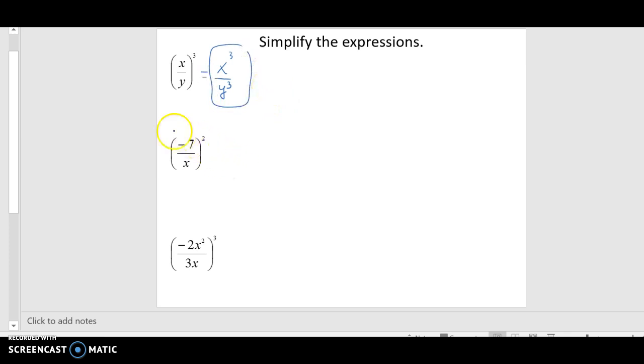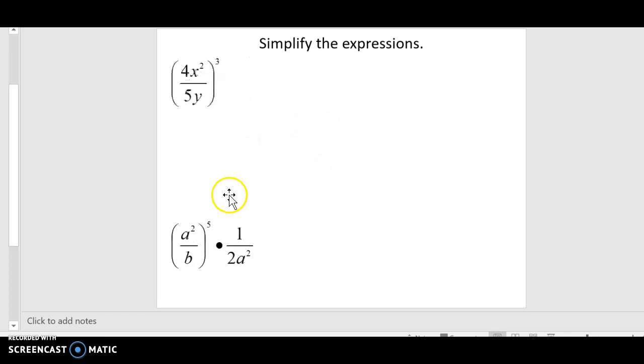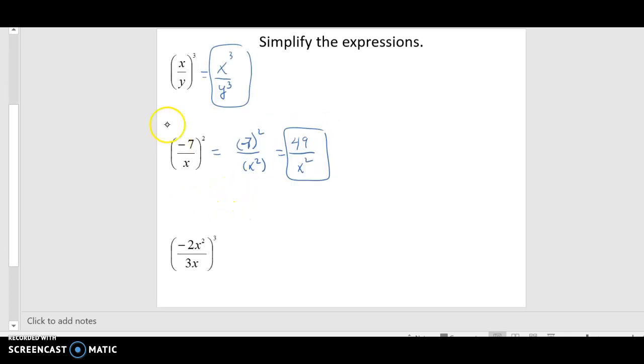Now the next one, right? I could rewrite this as negative 7 squared over x squared, right? But what is negative 7 to the second power going to be? It's going to be 49 over x squared. Okay?